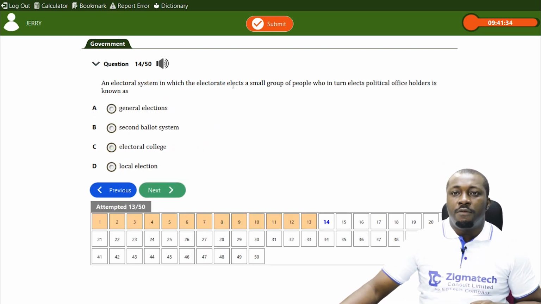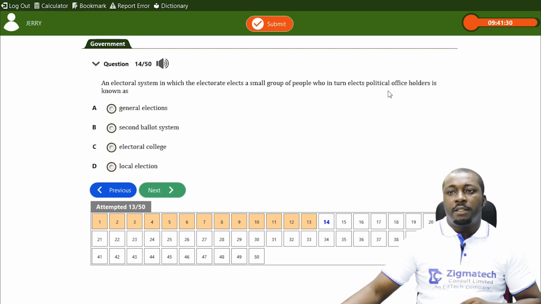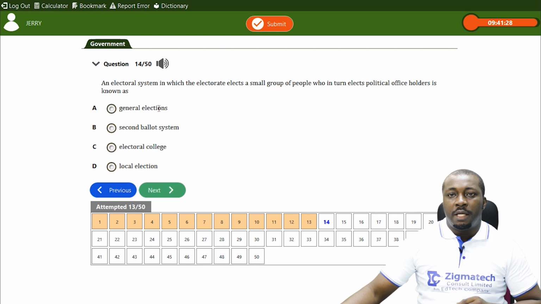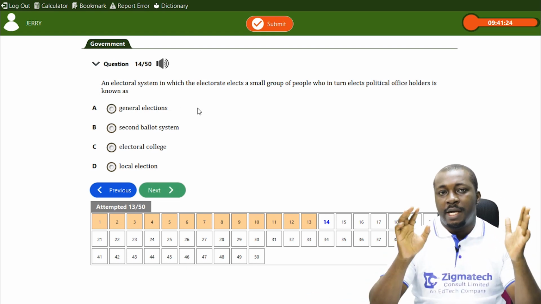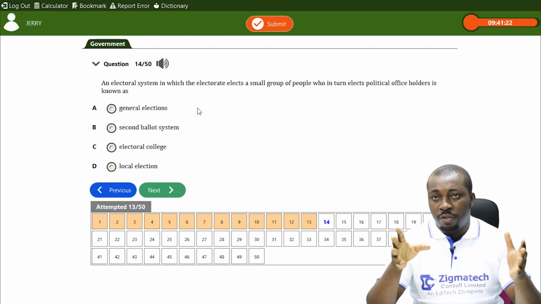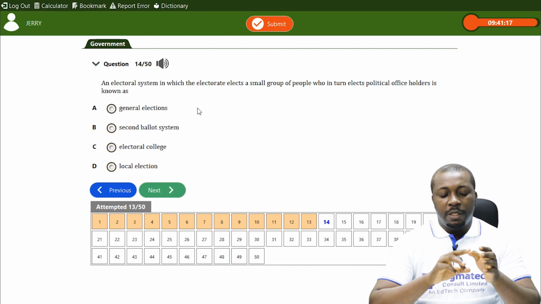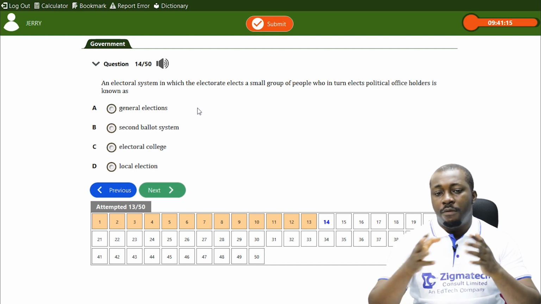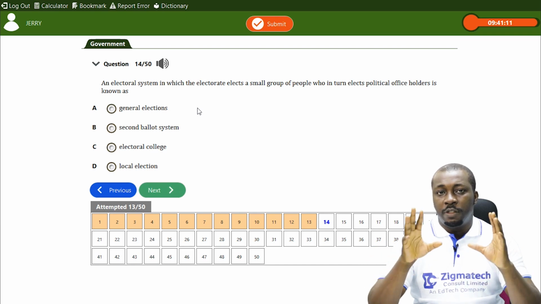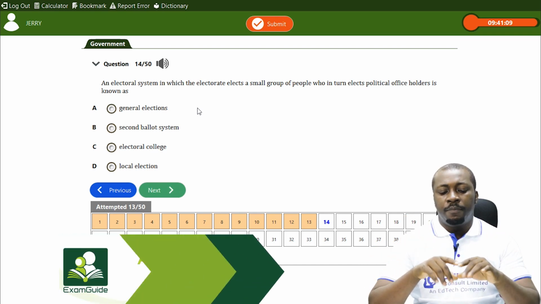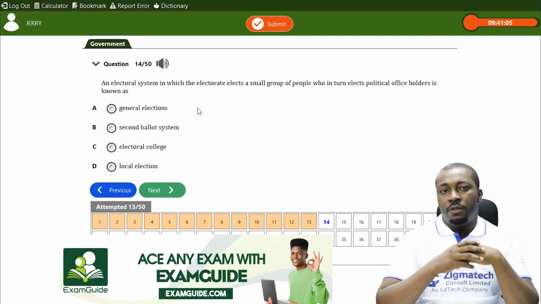Now, an electoral system where the electorate elects a small group of people who in turn elect political office holders is known as... Now, this is testing your knowledge on the types of election you were taught in SS2. Remember, we have what we call general election, where election holds in all parts of the state simultaneously. We have direct election, where citizens vote by themselves for who they want to elect.